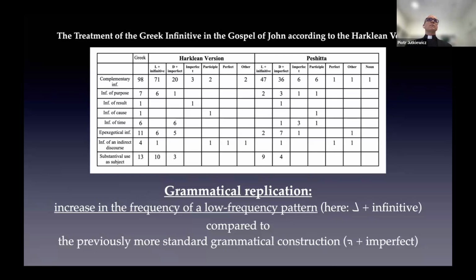It is evident that the process of grammatical replication at the most fundamental level, that is an increase in the frequency of a low frequency pattern, here L plus infinitive, compared to the previously more standard grammatical construction, D plus imperfect, is clearly noticeable in the Harklean translation.